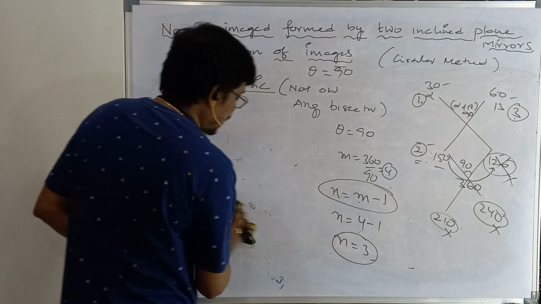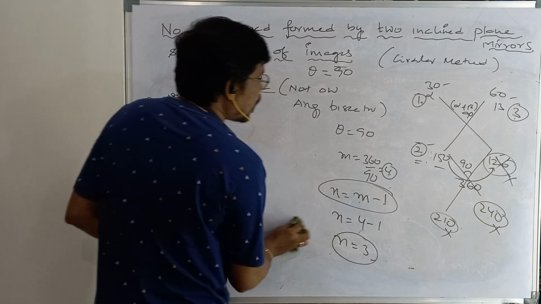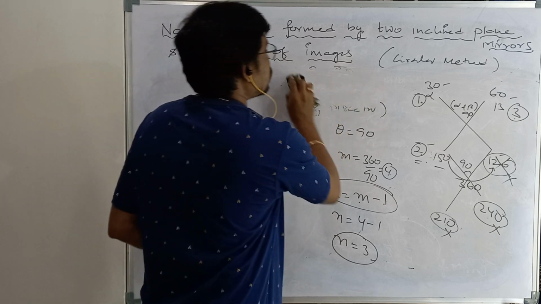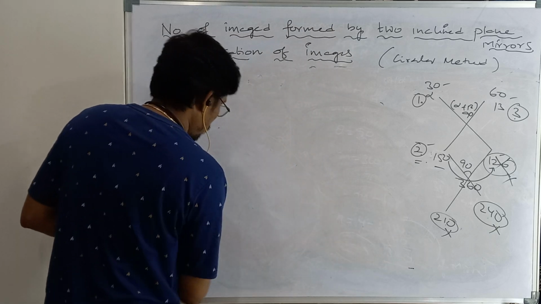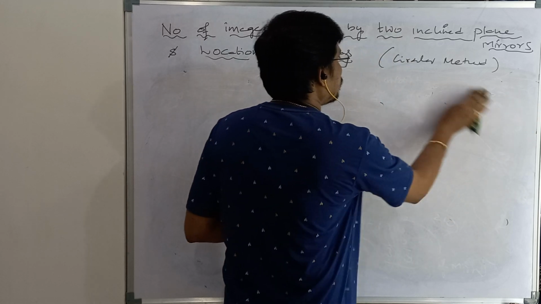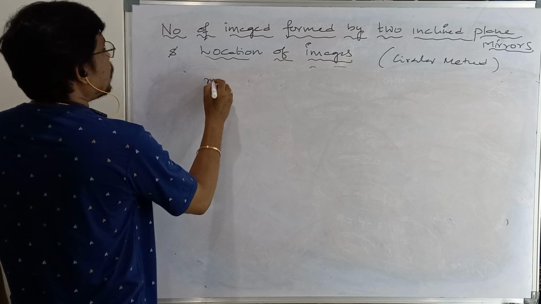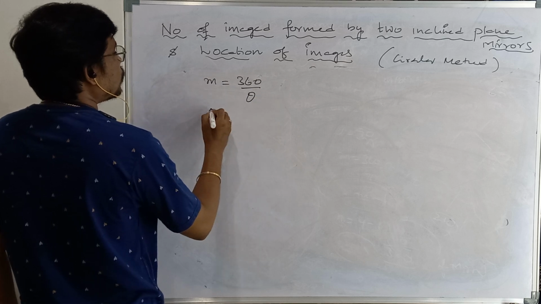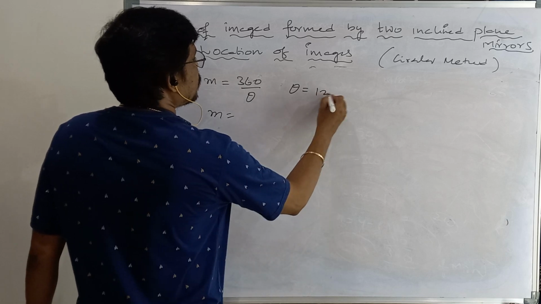Here, this 4 is even. We are considering the even case. When you divide with 90, you get the even case. But odd case, how can we discuss the odd case? So for odd case, now m is equal to 360 by theta. So for odd case I am considering m is equal to, if theta is equal to, odd case means 120.